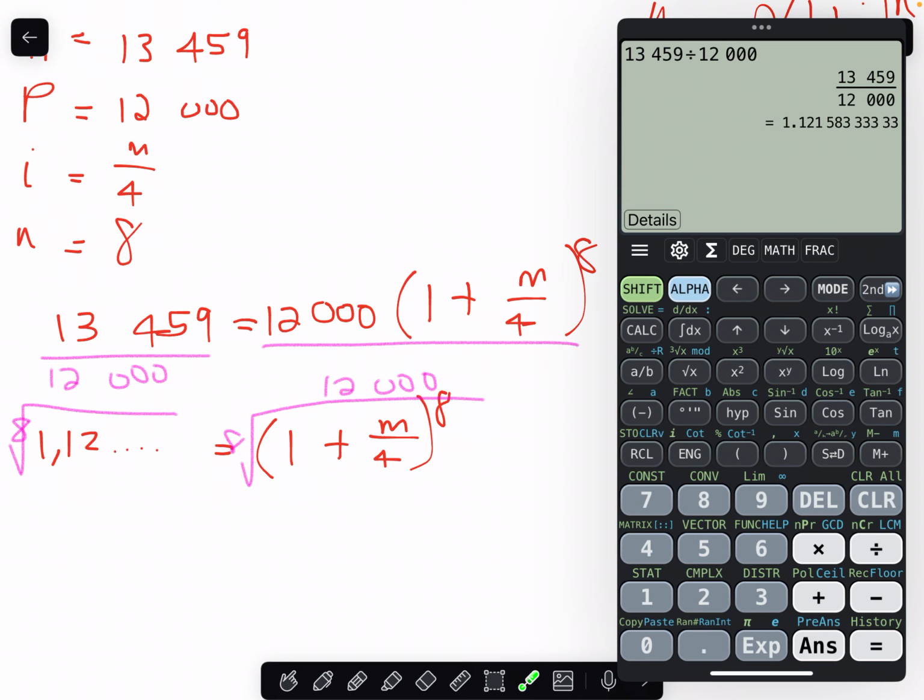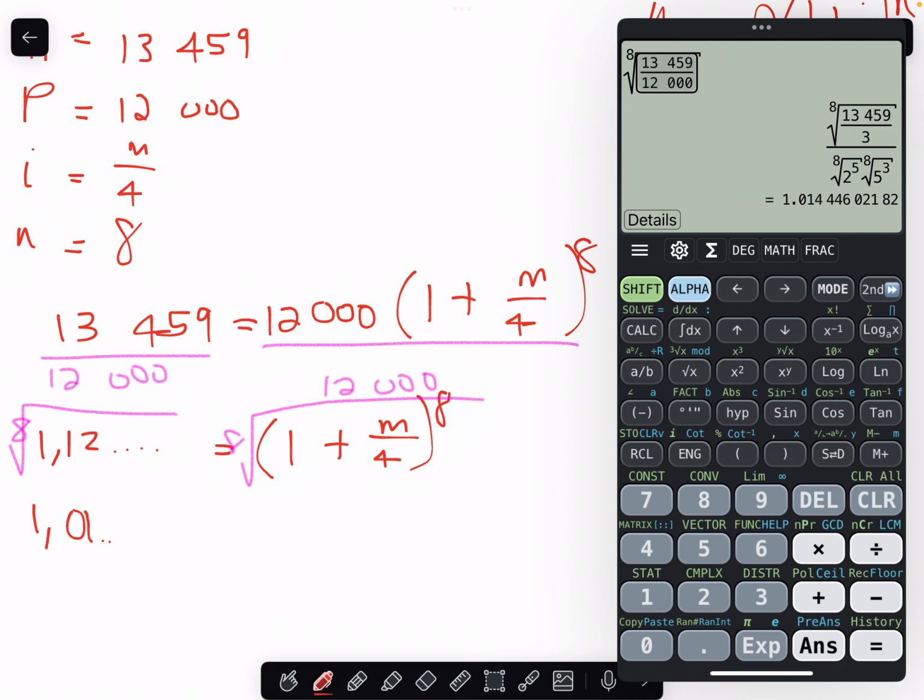So we are taking the 8th root. Let's do it. I don't know where to find it. Oh, I found it. Okay, no, what's happening? Oh my goodness. Is my answer still that number? Yes. Okay, so now I'm saying this must be 8 and this here must be that number. So this is about 1,01 and so on, is equal to 1 plus m over 4.